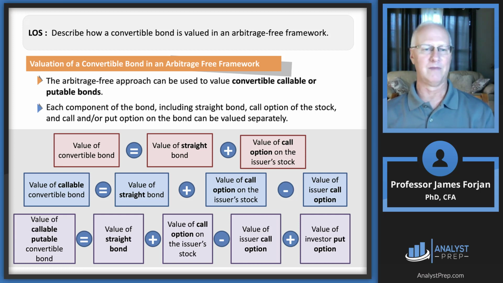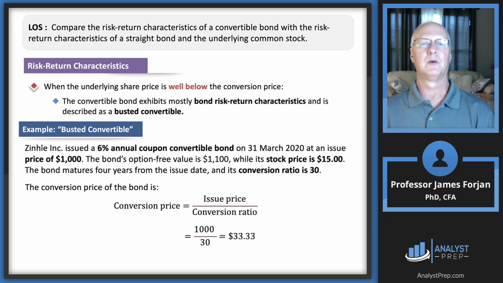How about the bottom one, value of a callable, putable, convertible bond? So we're going to just add all this stuff, right? This is so cool. Value of the straight bond, and then we're going to sum those options in there. Value of the call option, value of the issuer call option, we're subtracting that, and then adding the value of the put option. Let's move on to one of these final LOSs, risk return characteristics of a convertible bond.